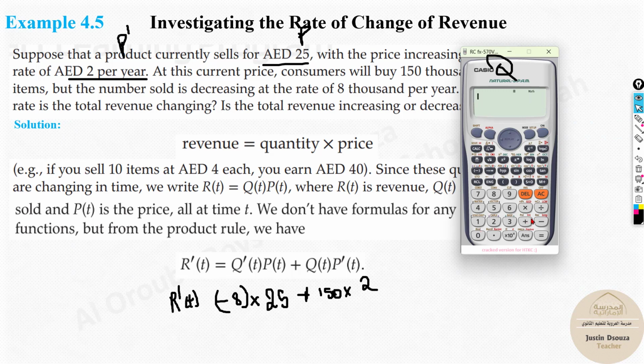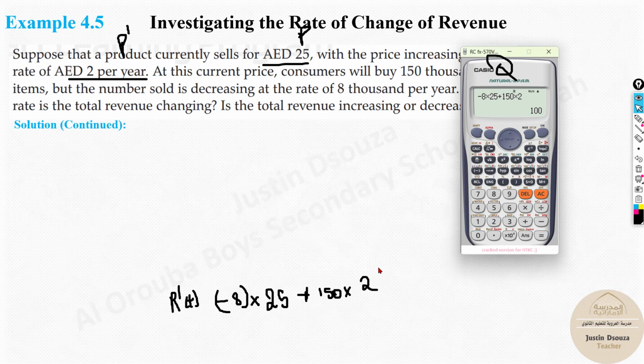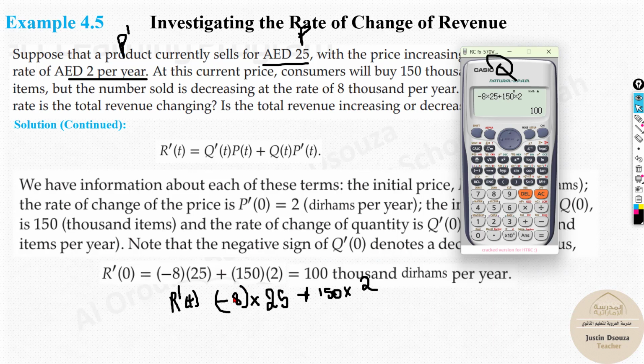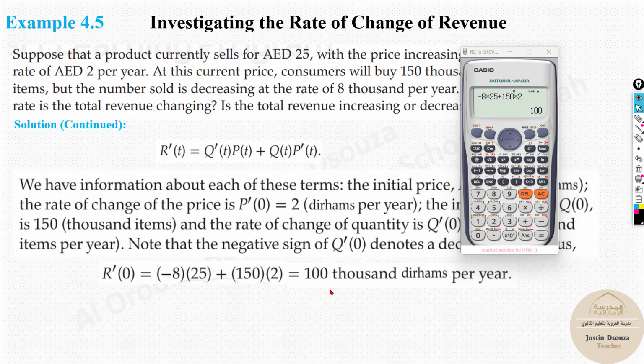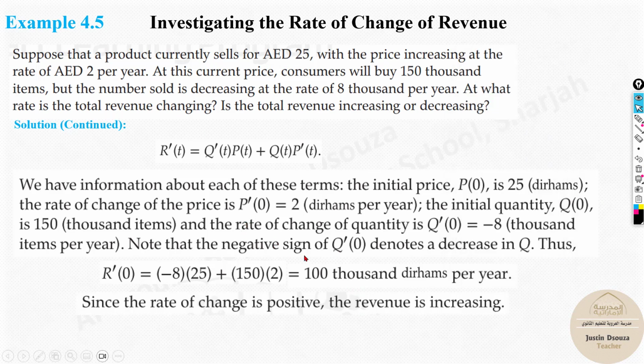Here, all you need to do is minus 8 multiplied with 25 plus 150 times 2, and the answer is 100. So you can see over here, after you substitute, it's 100,000 dirhams per year. Now you can see this is positive, right? The number is positive. That means the rate of change of revenue is positive, it's increasing. So it's a profit, okay? Basically, revenue is increasing. So this is how we solve this problem.